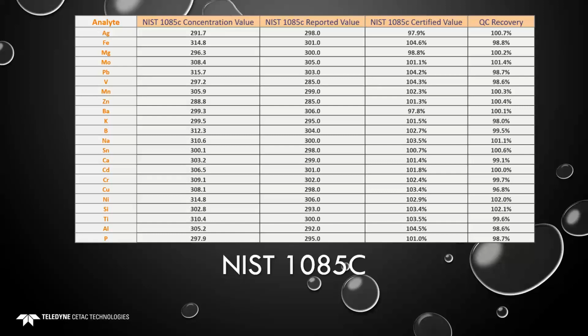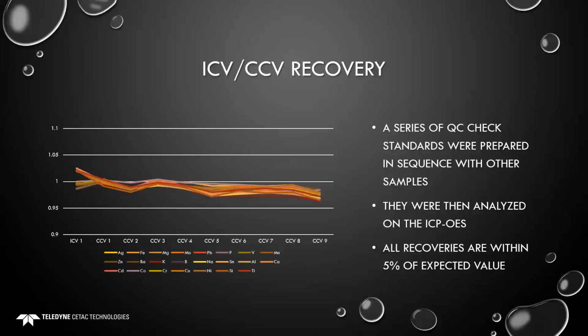Lastly, we did a series of QC checks, ICV and 9 CCVs that were prepared in sequence with other samples. And then they were analyzed the same way in sequence with other samples in the ICP. So these were kind of spread out, with the idea being that we would be able to see both kind of reproducibility of our sample preparation and also a little bit of a longevity. And what you see here is, again, everything is easily within 5%. There may have been a little bit of drift, but overall the data looks really good. And again, we're happy with that reproducibility of our standard preparation there.